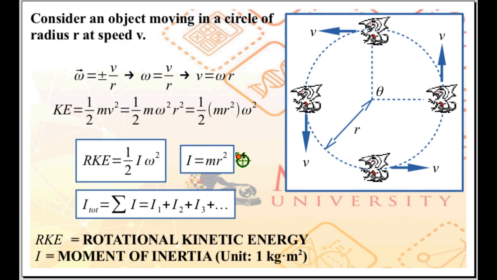Let mr squared be equal to a quantity I. I is equal to mr squared. Kinetic energy now becomes rotational kinetic energy. This equation is now the rotational kinetic energy, 1/2 I omega squared, and I is equal to mr squared. We refer to I as the moment of inertia of the object. Unit is kilogram meter squared. I, moment of inertia.